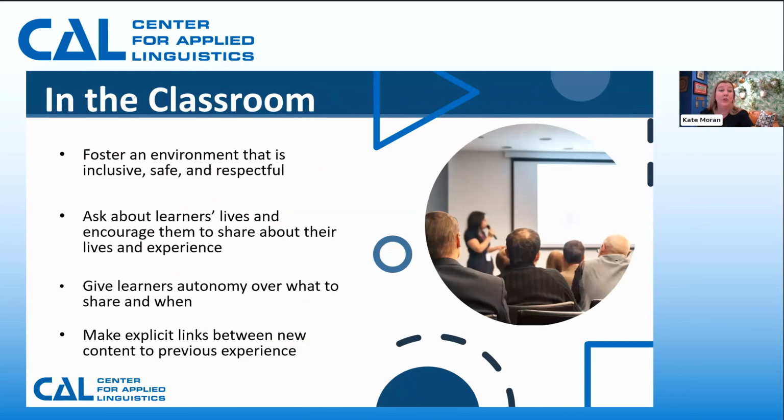Here are some things that you can do within the classroom to build on your students' existing assets. The first one is to foster an environment that is inclusive, safe, and respectful. Make sure you regularly ask about your students' lives and encourage them to share about their lives and their experiences. But a word of caution with that, we also want to make sure we're giving learners autonomy over what they share and how and when they share it. We also want to make explicit the links between the new content that we're teaching and previous experience that our learners have.